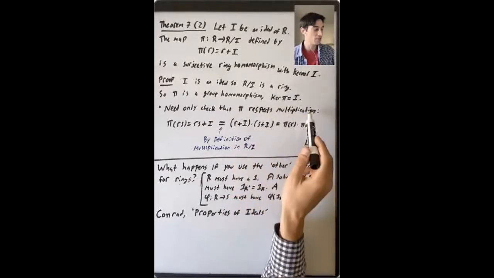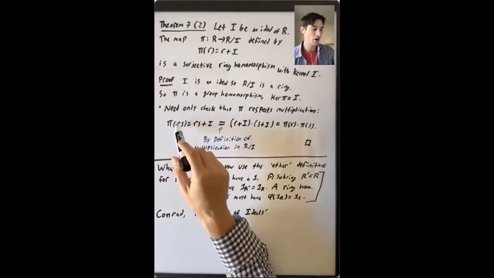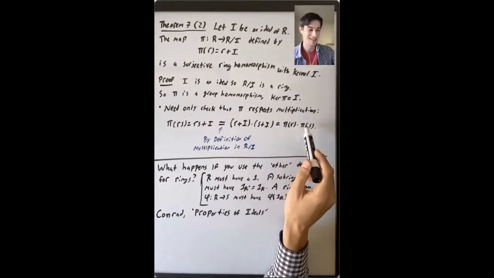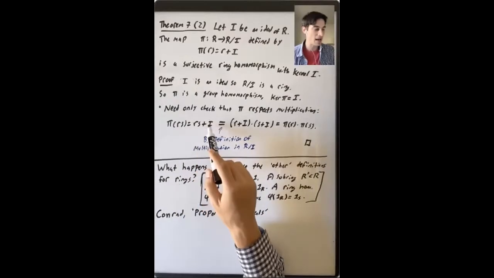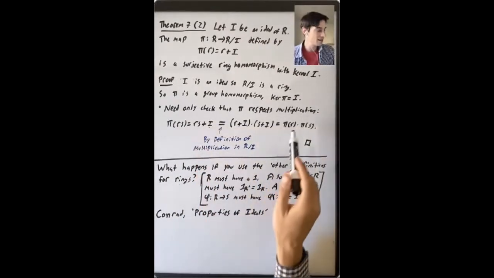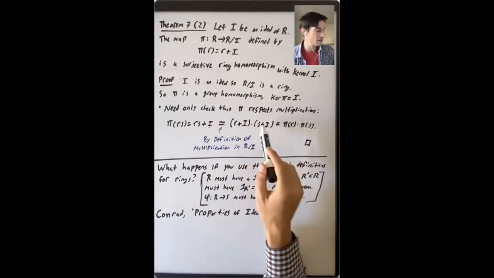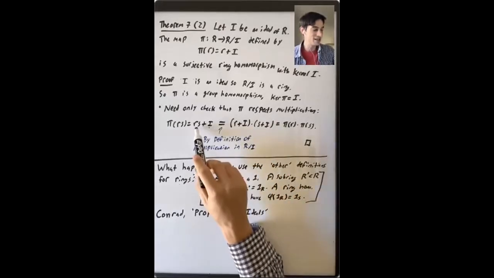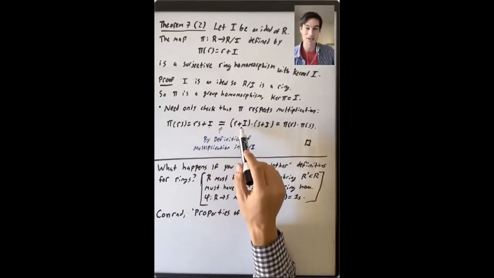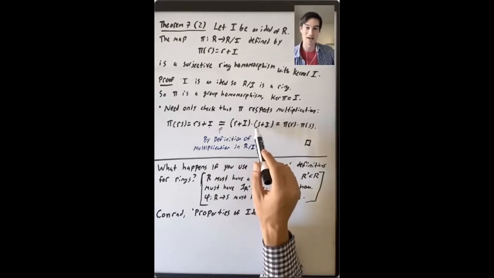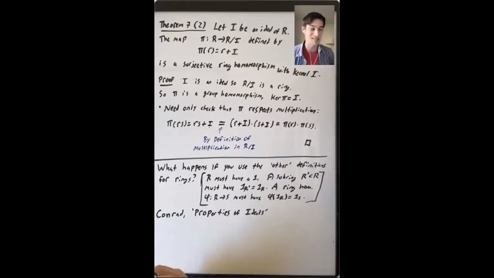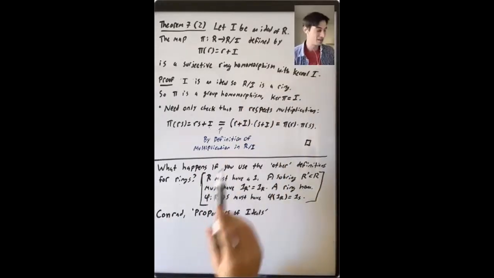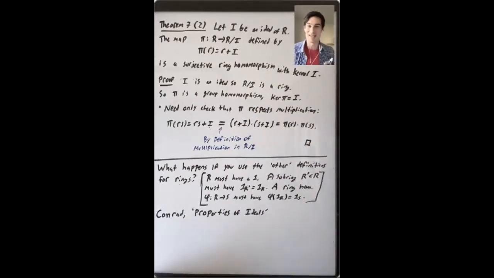So we just need to check that it respects multiplication, meaning that pi of rs has to be equal to pi of r times pi of s. Why is that true? Let's just write what both of those things are. Pi of rs is rs plus I, the left coset of I containing rs. Pi of r is r plus I. Pi of s is s plus I. And now we just need to see that rs plus I equals the left coset of I containing r times the left coset of I containing s. But that is exactly how multiplication works in this ring R mod I. So this is by the definition of the multiplication in R mod I. Okay, so that's the end of the proof.